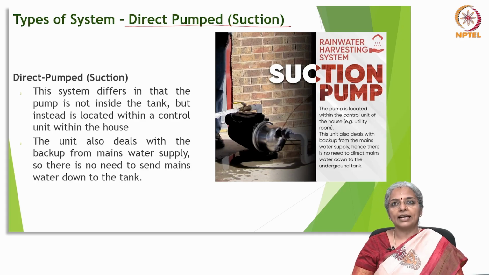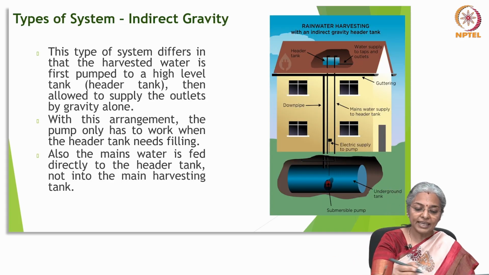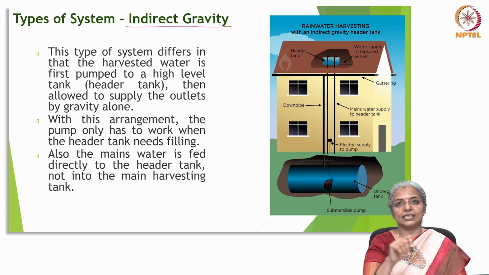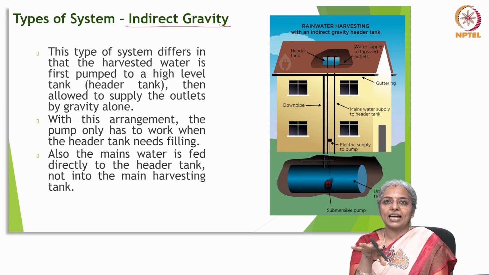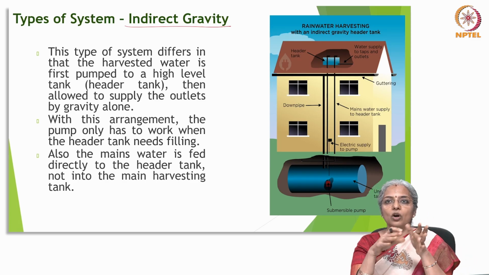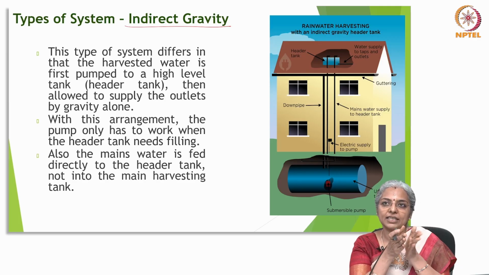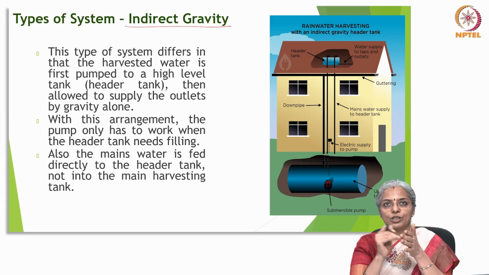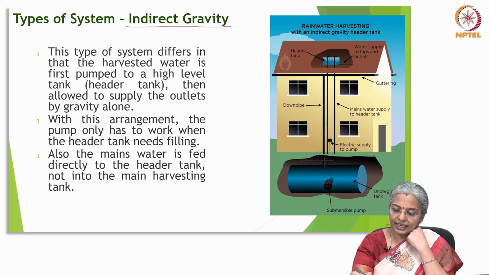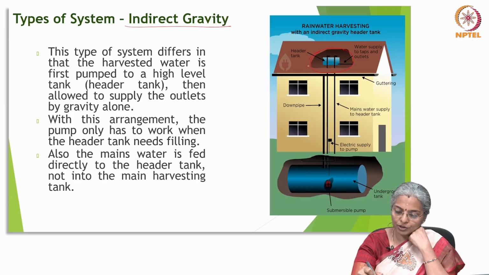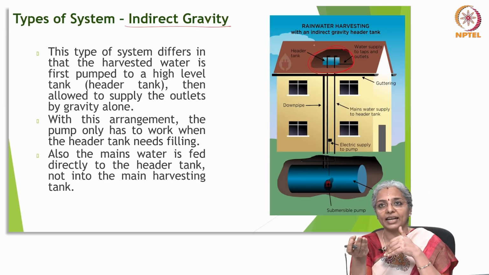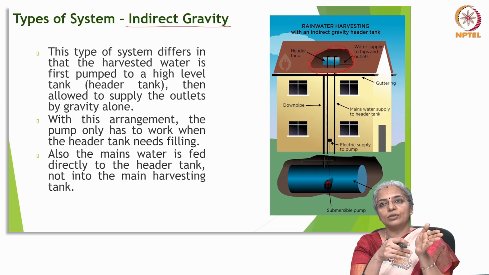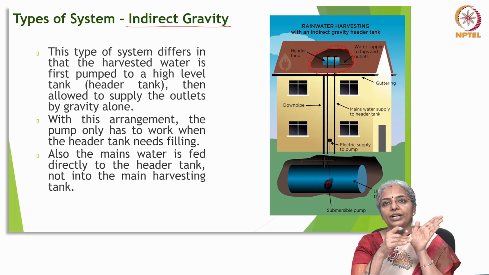Then the next one is the indirect gravity system. So, this type of system will differ because the harvested water is first pumped into a high level tank, which is called the header tank. So, the water goes to the header tank and then is allowed to supply the outlet by gravity alone.